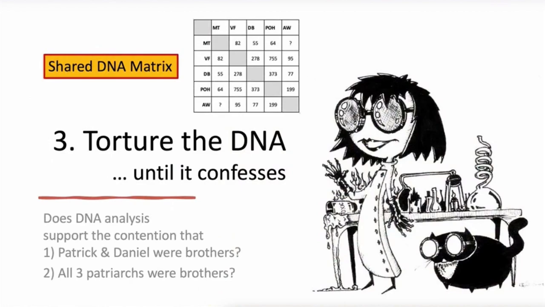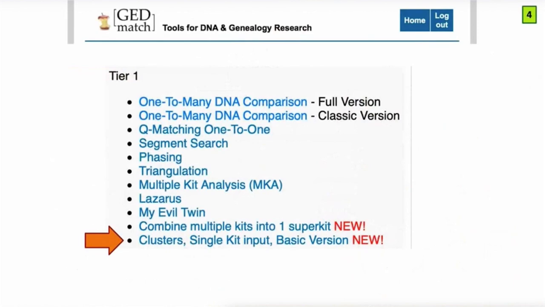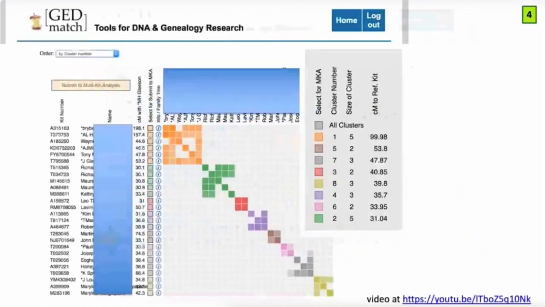And in order to do this part of the analysis, we first need to generate a shared DNA matrix. And this is where we get into the real mad scientist area. So imagine yourself with goggles, and even a cat with goggles. To do this, we can use the cluster tool on GEDmatch, which produces something very similar to what Evert-Jan Blom has produced on his Genetic Affairs website, because in fact GEDmatch has licensed in his tool to create something very similar on the GEDmatch website.